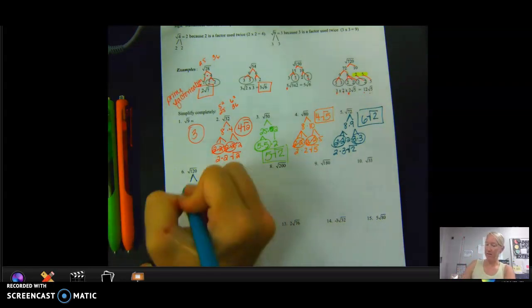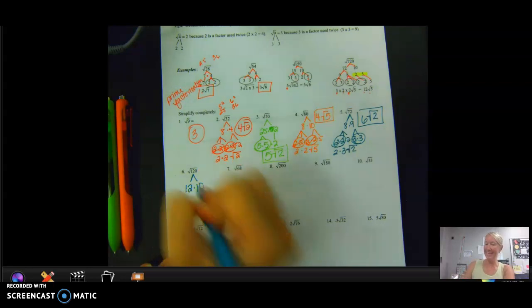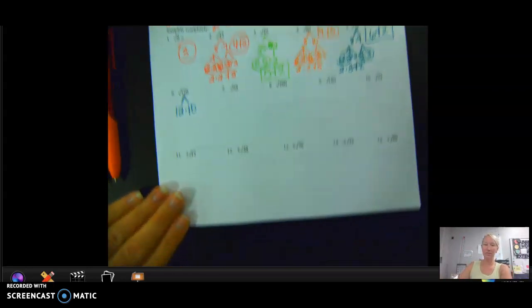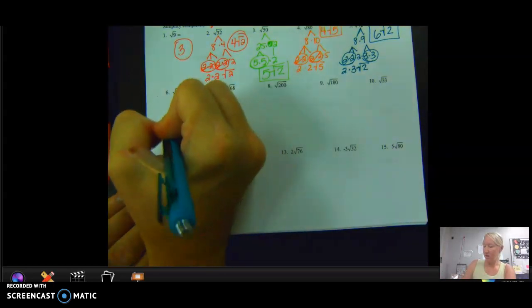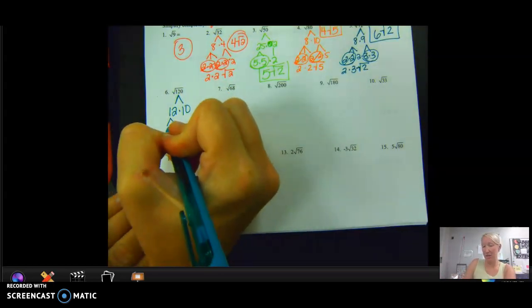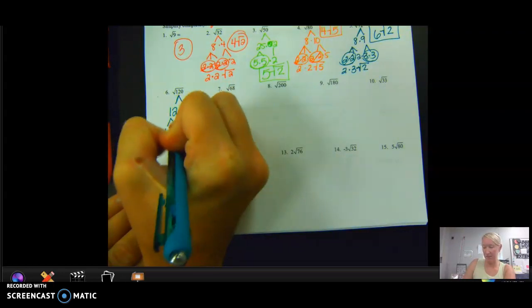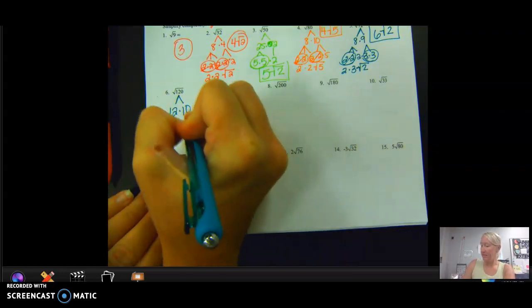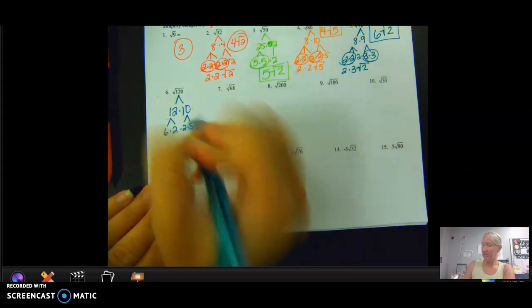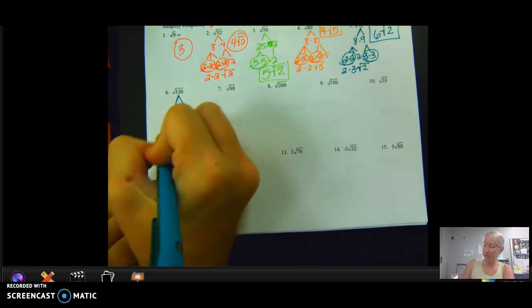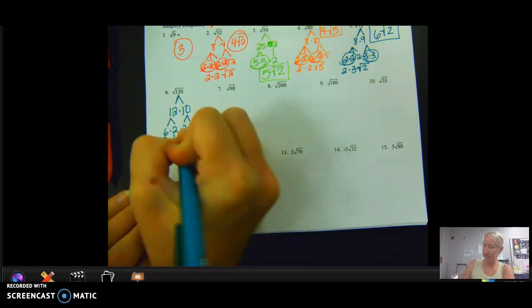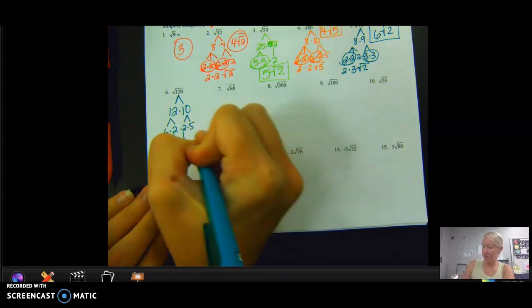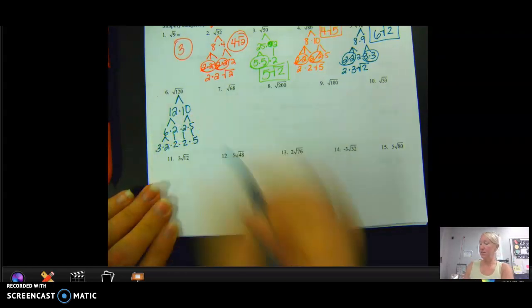120. 120 breaks down into 12 times 10. Again, you have to know your factor pairs, so your multiplication. 12 breaks down into, I could do 3 times 4, I could do 6 times 2. I'm going to go ahead and do 6 times 2. 10 breaks down into 2 times 5. 6 is not prime, so I have to go again. 6 breaks down into 3 times 2. 2 is prime, so I bring it straight down. 2 is prime, so I bring it straight down. 5 is prime, so I bring it straight down.